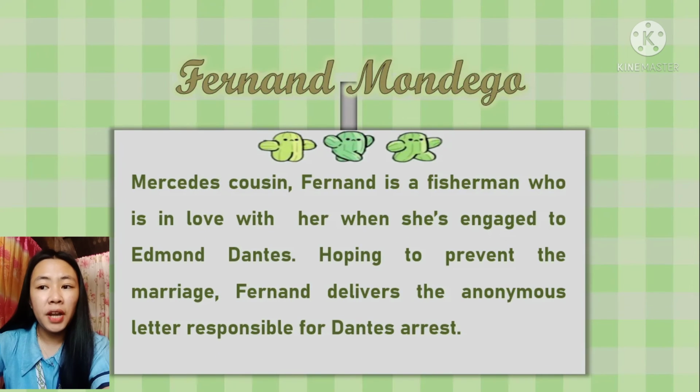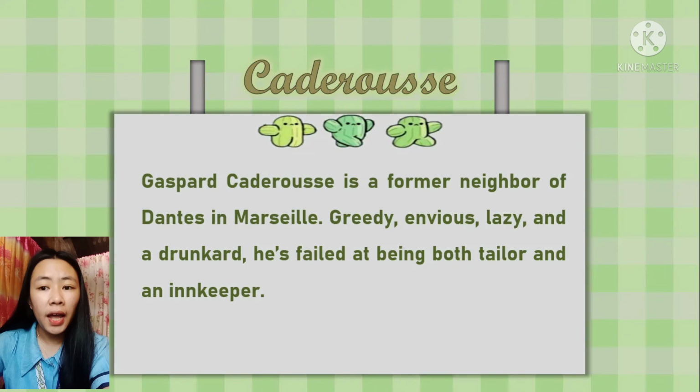Next one, Fernand Mondego, Mercedes' cousin. Fernand is a fisherman who is in love with her when she's engaged to Edmond Dantes. Hoping to prevent the marriage, Fernand delivers the anonymous letter responsible for Dantes' arrest. Caderousse, Gaspard Caderousse, is a former neighbor of Dantes in Marseille. Greedy, envious, lazy, and a drunkard, he's failed at being both a tailor and an innkeeper.